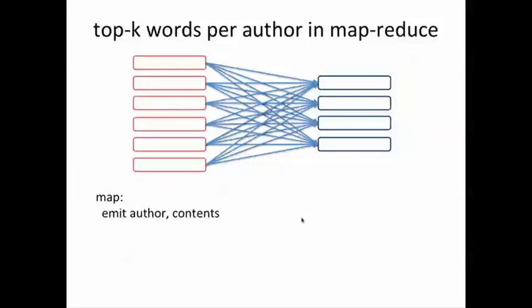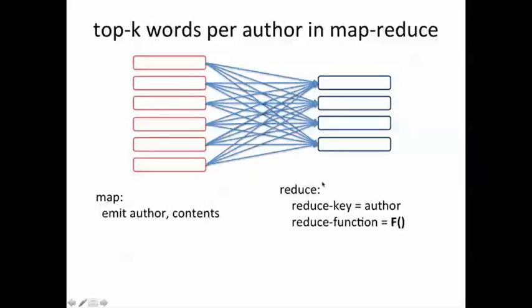Again, we have a map function, but this time, instead of emitting the author and the word, we emit the author and the content. So essentially, all the map phase is doing is extracting the author field and emitting it along with the contents. In the reduce phase, we group everything by author so that all the documents for a particular author end up in the same reducer. And then the reduce function is a custom function which works as follows.